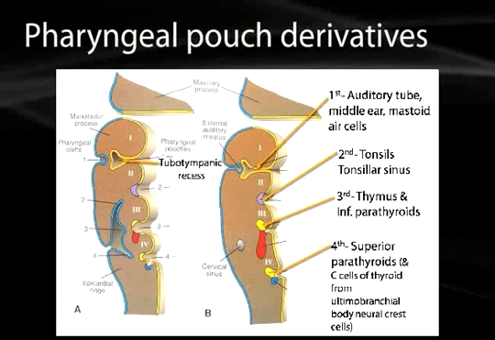That tubotympanic recess will be an invagination from the inside, and the external auditory meatus will be an invagination from the outside. In the second pouch, you can see that the tonsillar sinus would be developing here, and if it obliterates the pharyngeal clefts on the lateral side, this should just be a small area for the palatine tonsil. Now in the third pharyngeal pouch, the thymus and the inferior thyroids will develop.